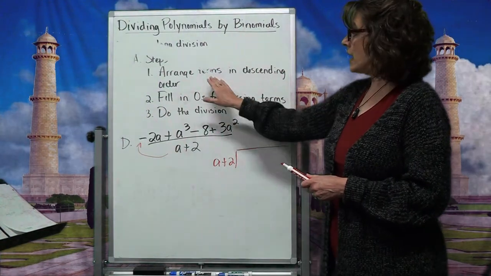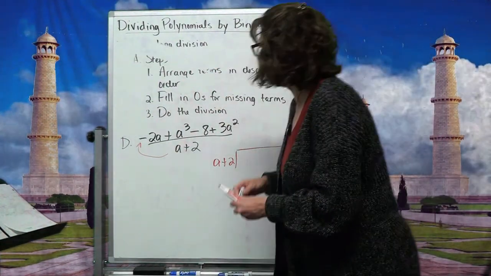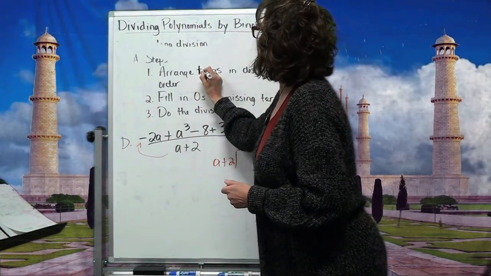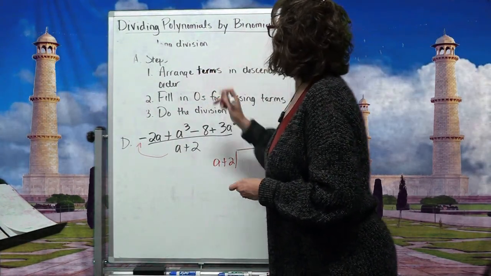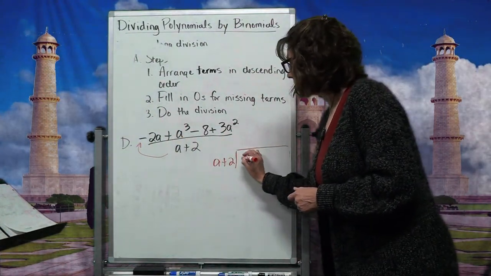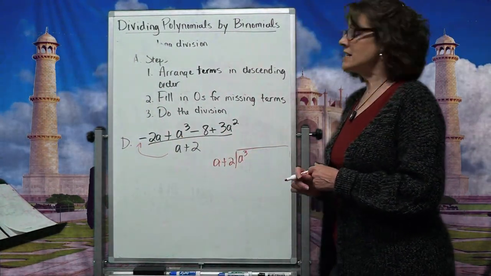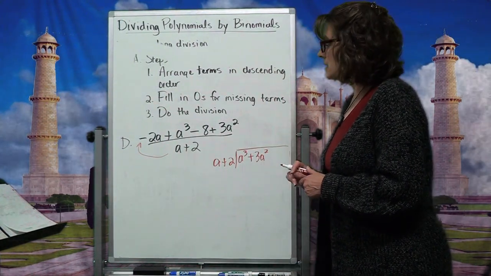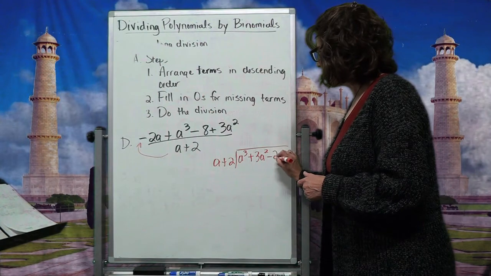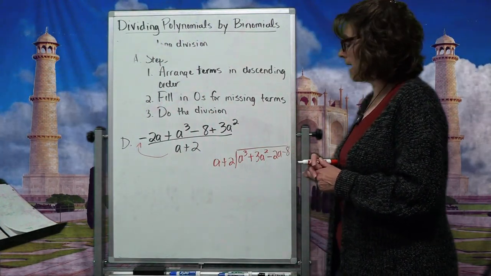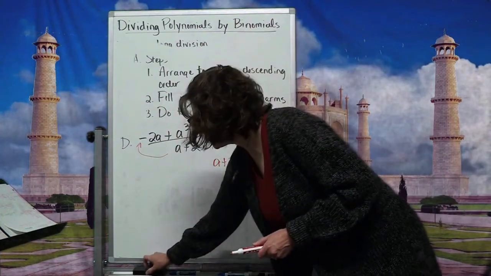Now notice I need to arrange my terms in descending order. They are not. My highest power is a to the third. In descending order, 3a squared would come next, then my minus 2a, and finally my minus 8 would come last. So I've written everything in descending order.